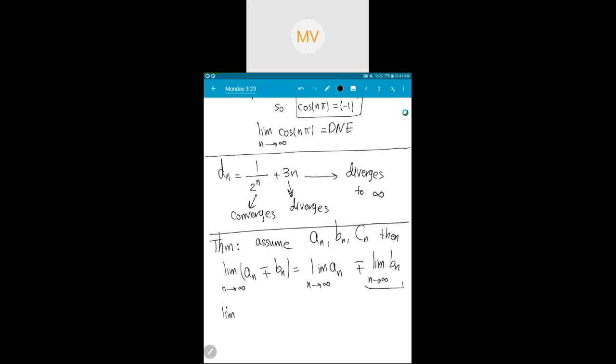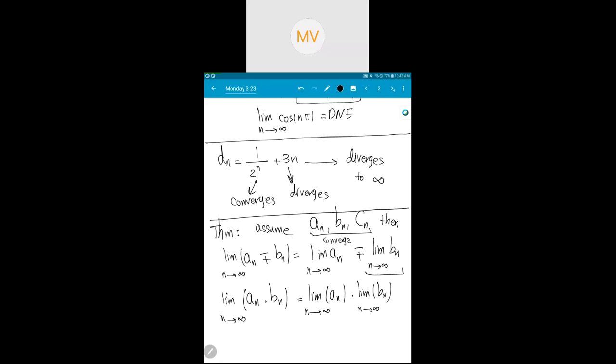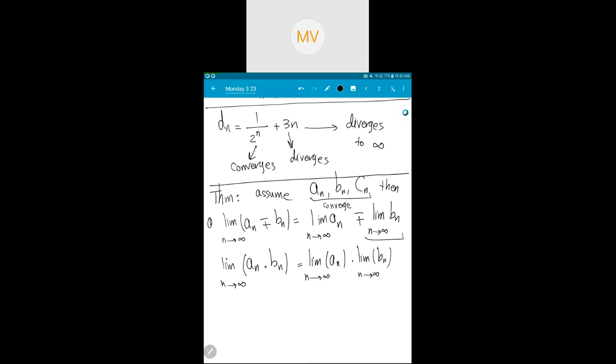The limit of a sub n times b sub n as n approaches infinity equals the limit of a sub n times the limit of b sub n as n approaches infinity. By the way, I have to make an assumption that these converge, okay? Because if they diverge, the values are not necessarily the same. Yes, it is assuming that they converge. So this is number 1. Number 2, same thing for division, so the limit of a sub n over b sub n as n approaches infinity is the limit of the numerator over the limit of the denominator.